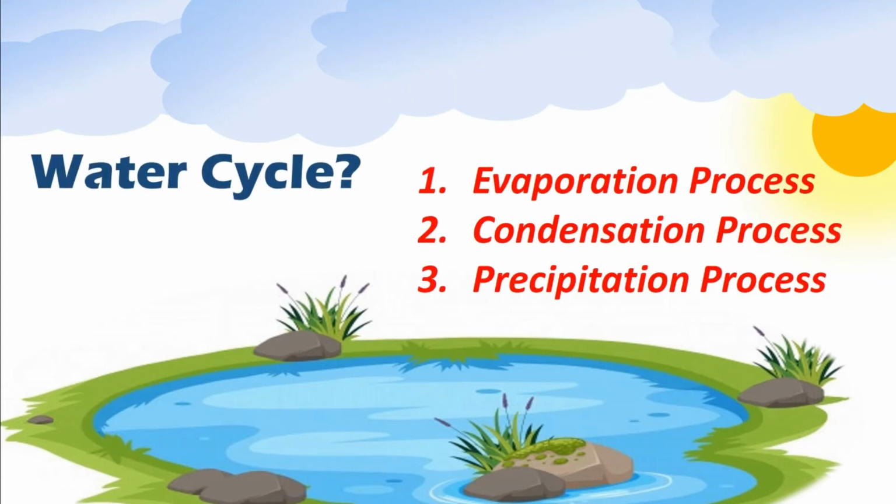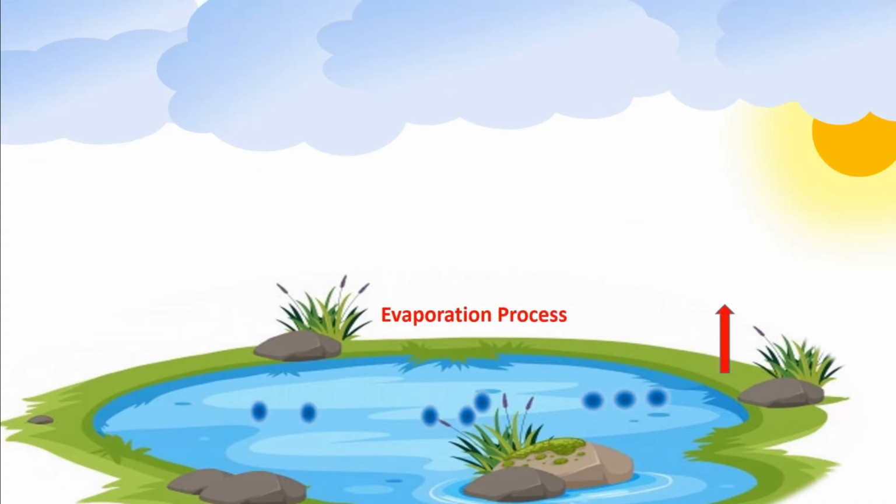The water cycle basically consists of three phases. Phase 1 is called the evaporation process. Phase 2 is called the condensation process. And phase 3 is called precipitation. Let's discuss evaporation.